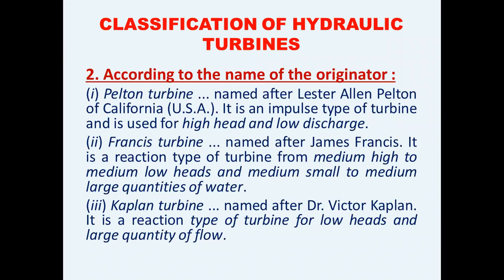Then the second classification is according to the name of the originator. That means who invented those turbines. So there are three important turbines that we are going to study in this unit. First is the Pelton turbine, second is the Francis turbine, and third is the Kaplan turbine. Pelton turbine is named after Lester Allen Pelton, who invented this turbine. Francis turbine is named after James Francis, who invented the Francis turbine. And Dr. Victor Kaplan invented another type of turbine which is known as the Kaplan turbine.